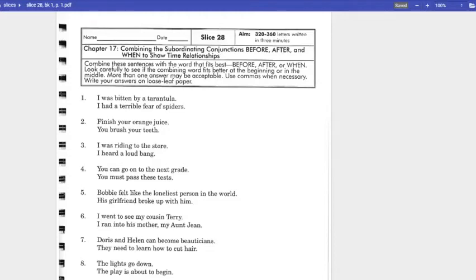Going to be totally honest with you, I love slice 28 and several of the slices that are to come. I feel like there's a lot we can get out of our writing very quickly through these slices. So let me get us going here.